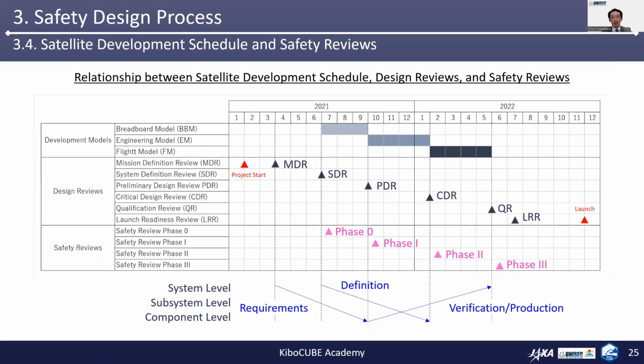In this slide, I'd like to explain the relationship between the satellite development schedule, design reviews, and safety reviews. This is an exemplary Gantt chart of a project schedule. First of all, the satellite models to be developed in the project are identified in the above row of the chart here, such as BBM, EM, FM. And then in the second row, the schedule of the design reviews relative to the satellite development models are illustrated here.